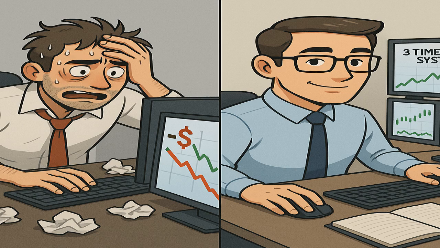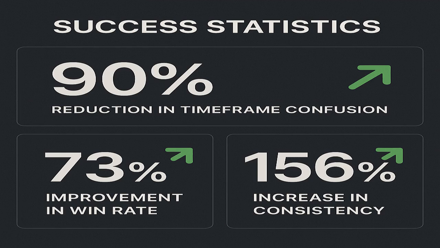Here's your step-by-step implementation plan. Step 1. Determine your trading style and available time. Step 2. Choose your 3 time frames using the guidelines I provided. Step 3. Set up your platform with the correct layouts. Step 4. Practice with paper trading for 2 weeks using only your 3 time frames. Step 5. Create written rules for conflict resolution. Step 6. Set up mobile alerts and monitoring. Step 7. Start live trading with position sizes that won't cause emotional stress. Remember, discipline beats complexity every single time.